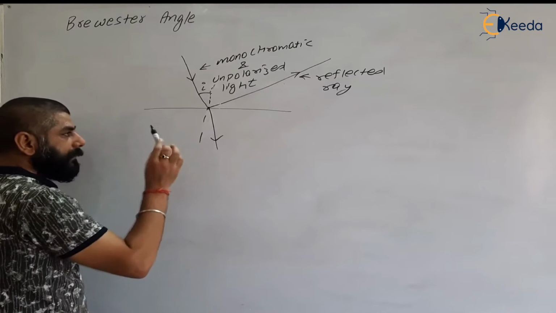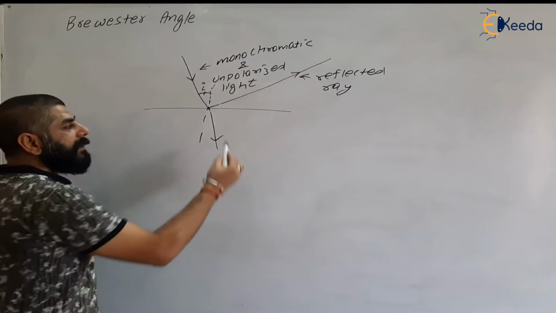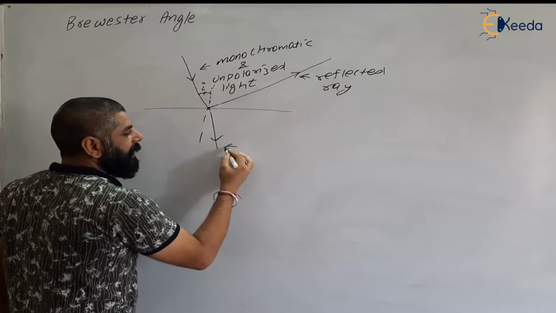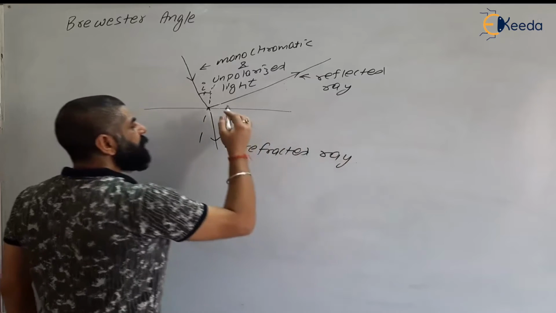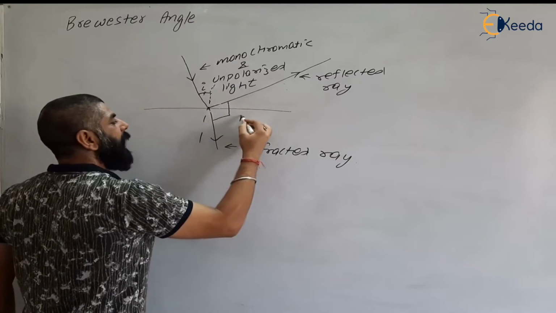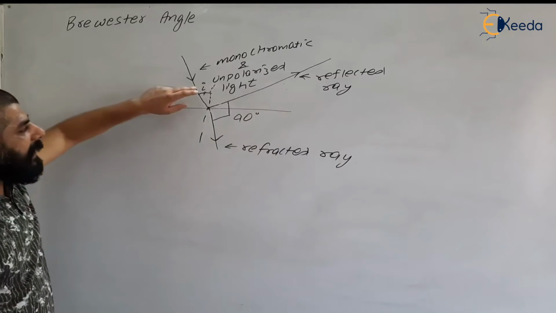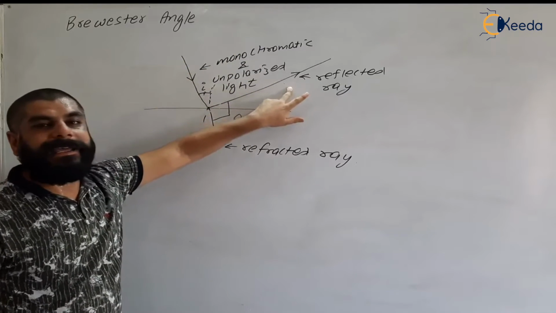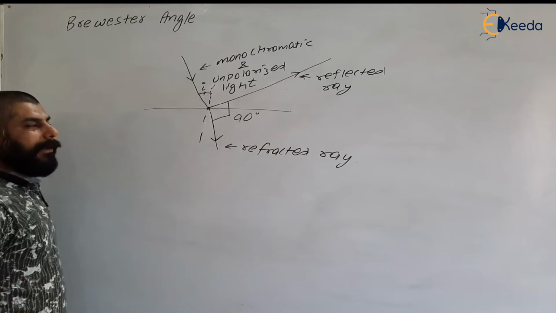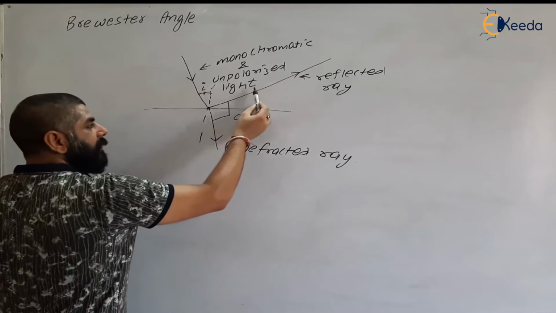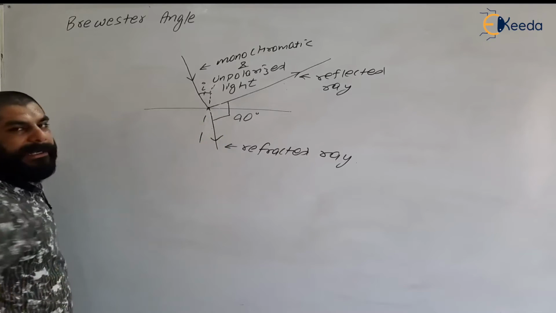Now, what is that angle of incidence called? Brewster angle. When the angle between the reflected ray and the refracted ray is 90 degrees, at that angle of incidence the reflected ray is 100% polarized. So how do we calculate this Brewster angle, the angle of incidence at which the angle between the reflected and refracted ray is 90 degrees?